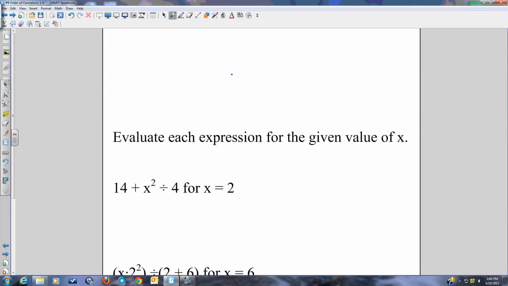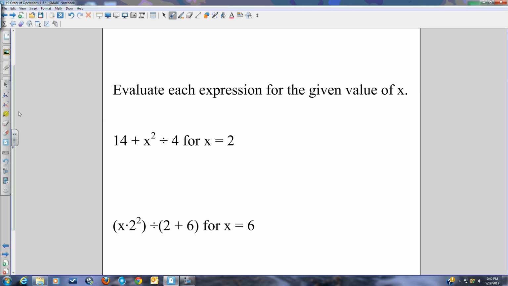Evaluate each expression for the given value of x. So what we're going to do is substitute x equals 2 in 14 plus x squared divided by 4. So that gives us 14 plus 2 squared divided by 4. Use your order of operations. Exponents come first. 2 squared is 4. So I've got 14 plus 4 divided by 4. 4 divided by 4 gives us 1, because we do our division before our addition. We get 14 plus 1, which gives us 15.